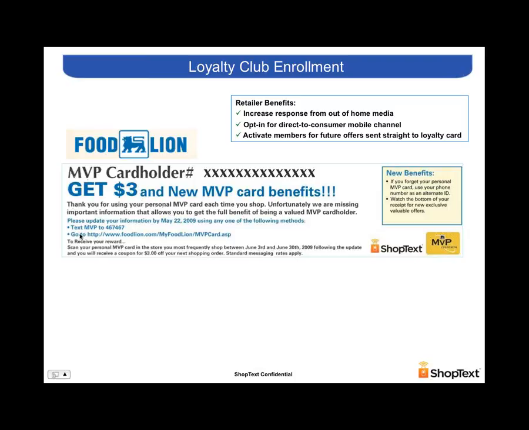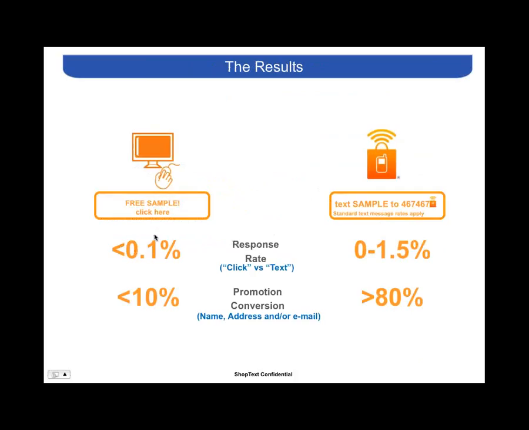This is a picture of the Catalina turnout that occurred when certain MVP card members actually swiped their card. Food Lion was looking to capture the address and information of these cardholders and offered them $3 to update their information by texting MVP to 467-467. Incredibly successful campaign. I think this was 10 times the response rate that they normally get from Catalina coupons. So again, mobile phone's about giving people the chance to engage on the fly, and they can.